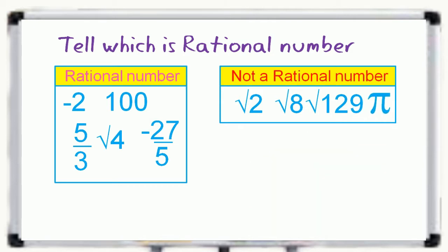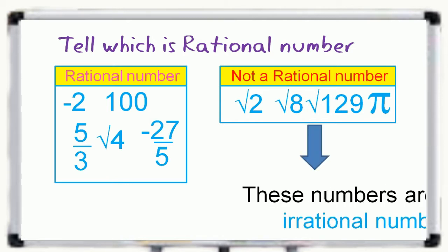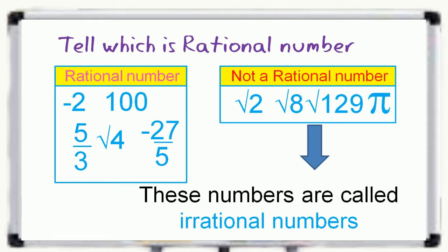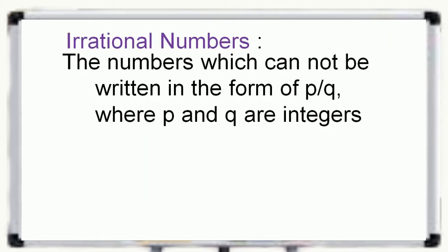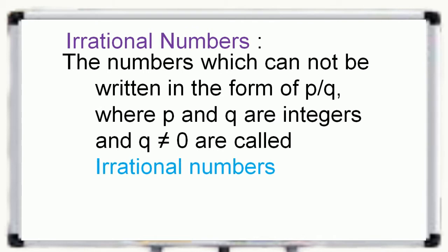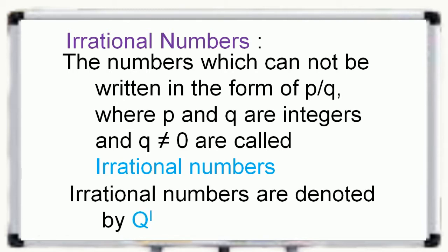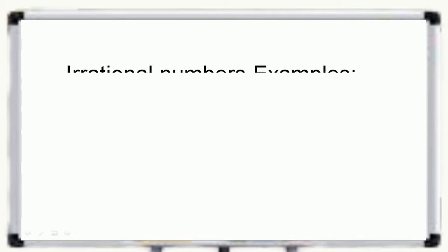So here we have rational numbers. You know about rational numbers, but you don't know about not rational numbers. So these numbers are called irrational numbers. The numbers which cannot be written in the form of p by q, where p and q are integers and q is not equal to 0, are called irrational numbers. It is quite opposite to the rational numbers. Irrational numbers are denoted by Q dash.